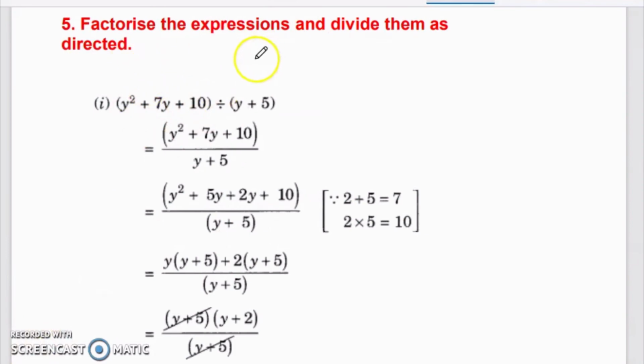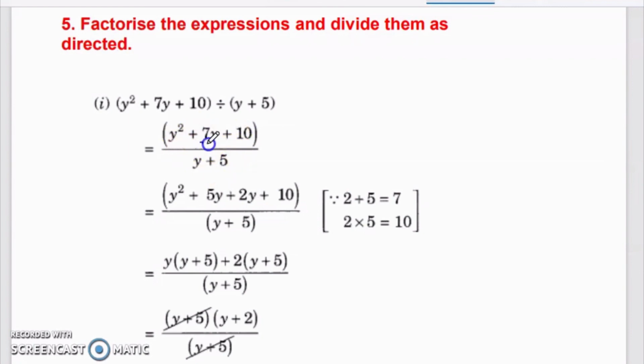So next one is fifth question. Factorize the expressions and divide them as directed. So first you have to factorize, then you have to cancel out the common factors. So (y² + 7y + 10) divided by (y + 5). Now here you cannot take out any common factors between these. So you have to factorize it by using identities. So which identity you will use? You will use the last identity, that is the (x + a)(x + b) identity. Now that method is also called splitting the middle term method.